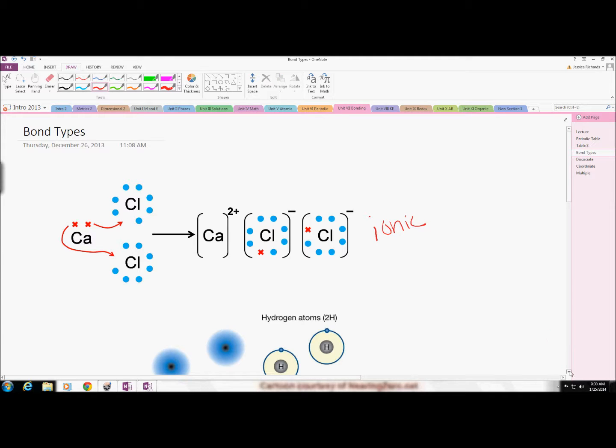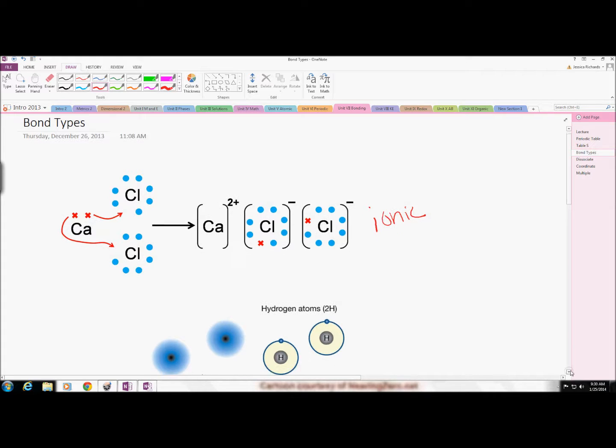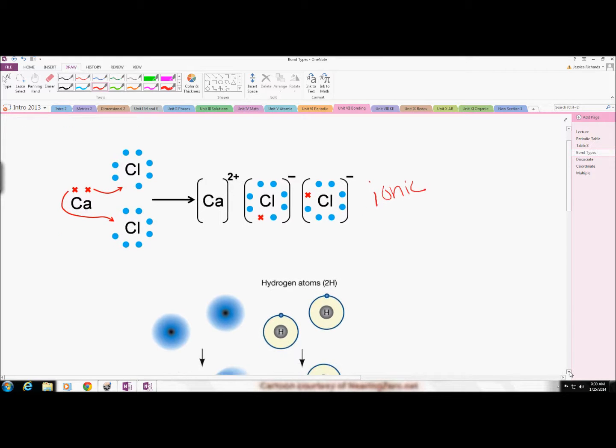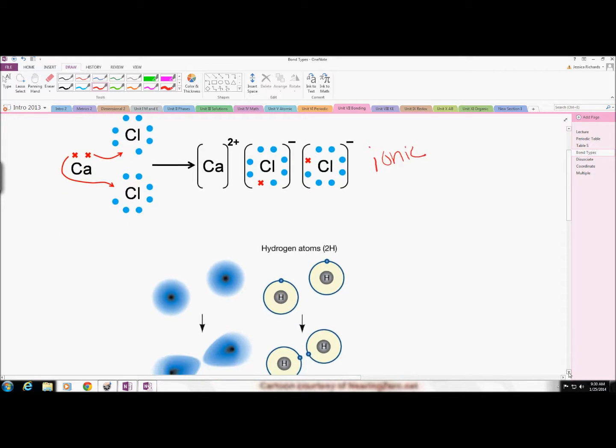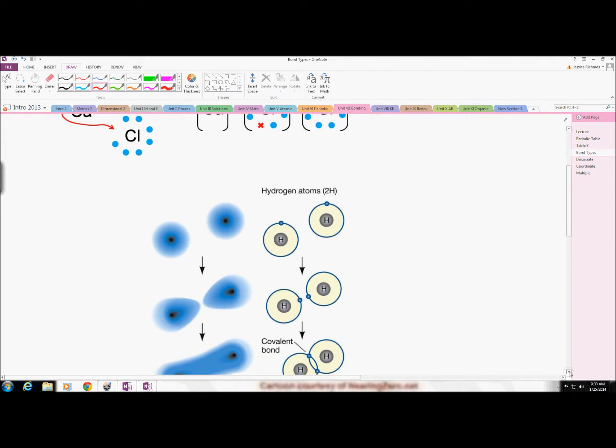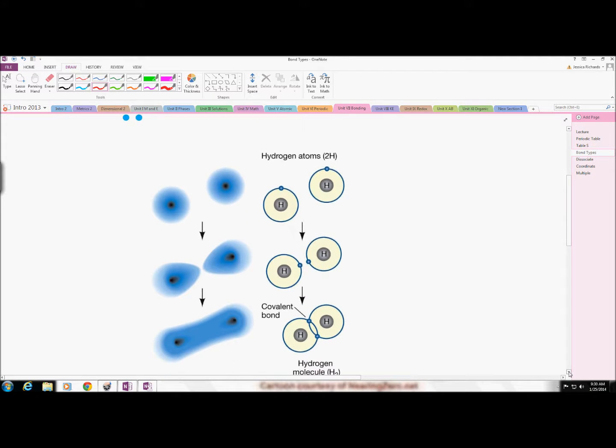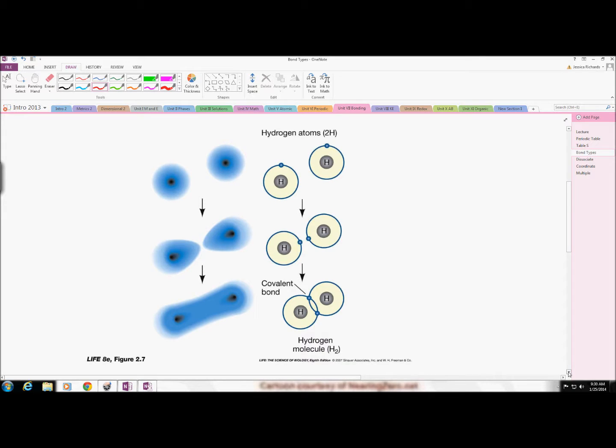Today we're going to talk about covalent bonds. If the difference in electronegativities is not great enough to actually remove the electron from the orbital that it's in, instead of making ions, their orbitals will just overlap and they will share the electron. This overlapping and sharing of electrons is your bond. That's a covalent bond.